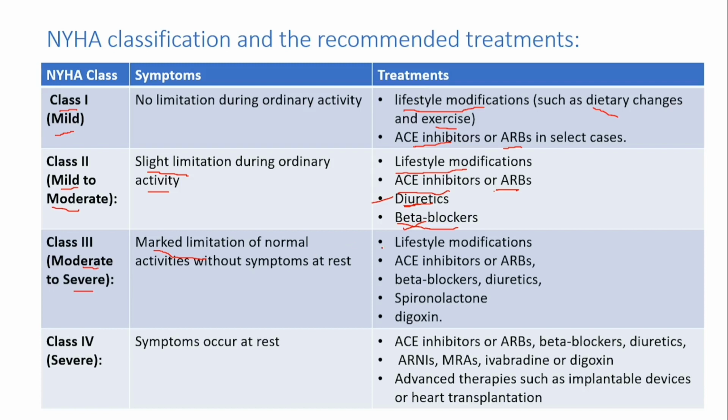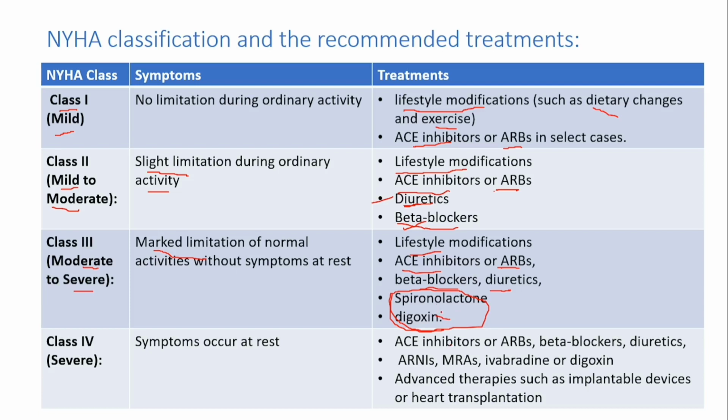And the treatment option for this class will be lifestyle modification, ACE inhibitors or ARBs, beta blockers, diuretics, spironolactone, and digoxin, which are added in moderate to severe heart failure. Remember this, digoxin is used only in class 3 and class 4, not in 1 and 2. Okay, because of the various side effects, they are not commonly used in class 1 and class 2.